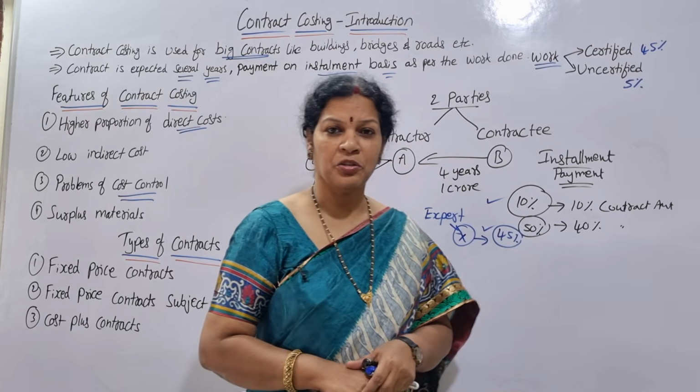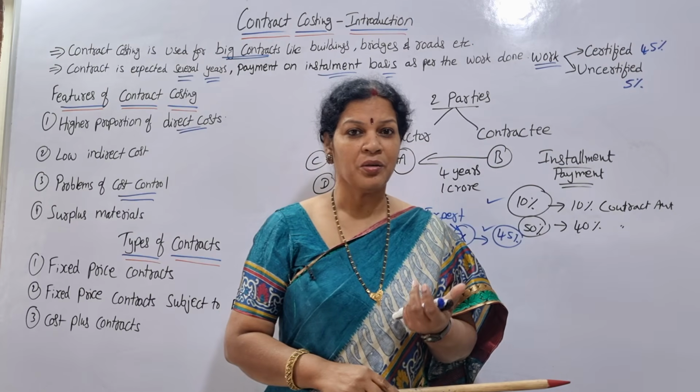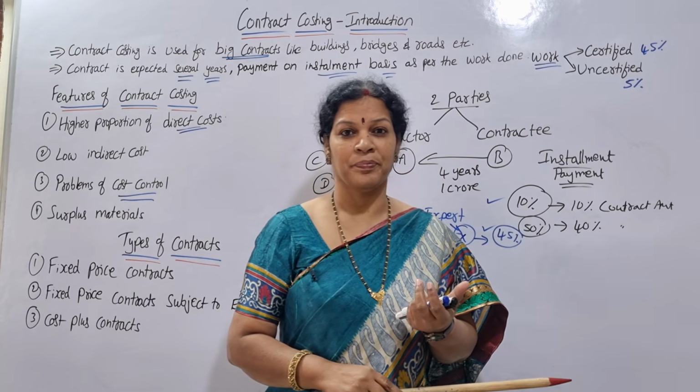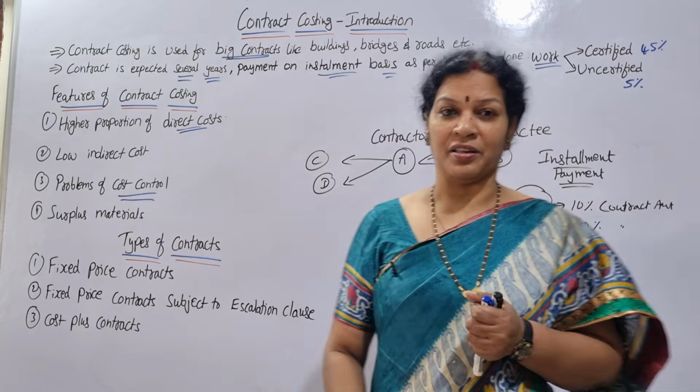So maybe it is reaching 1 crore 10 lakh, 1 crore 20 lakh, because controlling the cost is a difficult task. Are you getting it? So this is another feature. And the last one is surplus material.